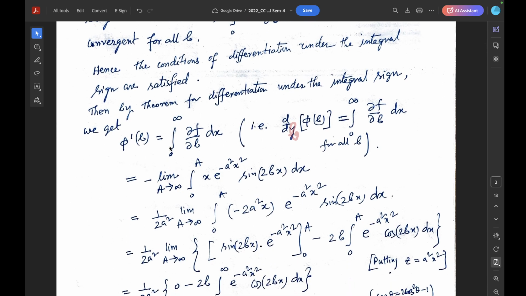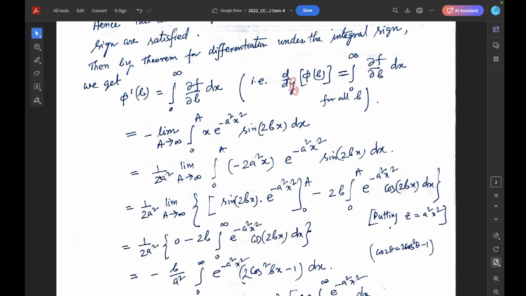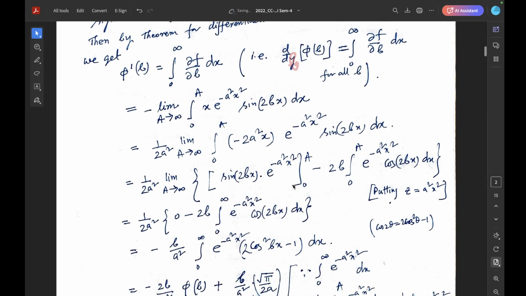So the limit as A tends to infinity of the integral from 0 to A of x e to the power minus a square x square sin 2bx dx. So we get 1 by 2a square, limit as A tends to infinity, integral from 0 to A of bracket minus 2a square x e to the power minus a square x square sin 2bx dx.